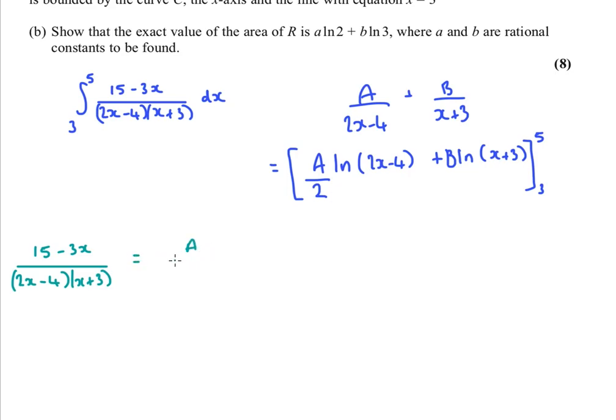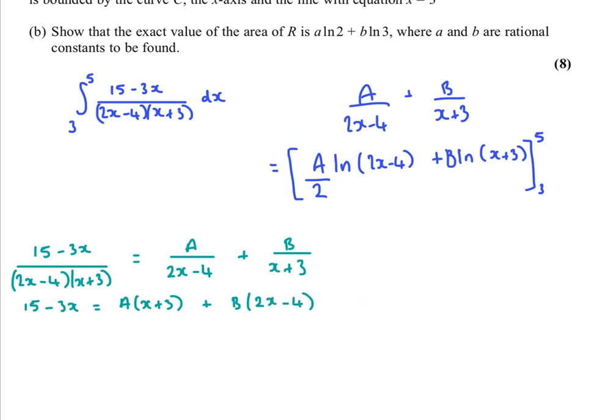So we've already just said that that's going to split into a over 2x minus 4 and b over x plus 3. If we multiply both sides by the denominator, it's going to cancel for the a term with the 2x minus 4, so we're just going to have a lots of x plus 3. And for the b term, the opposite is going to happen, so it's going to be times by 2x minus 4.